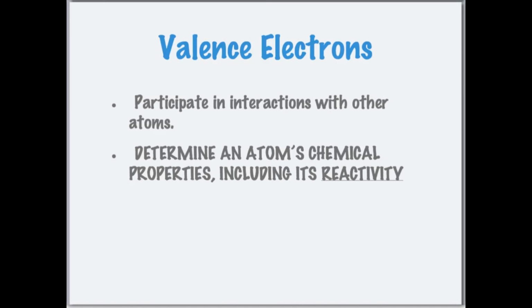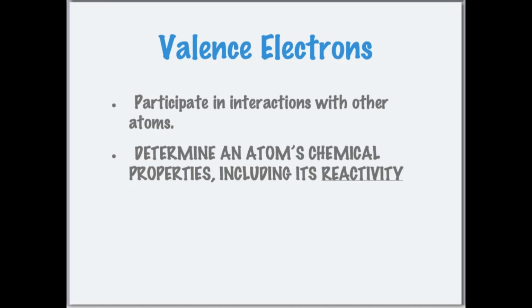Valence electrons participate in interactions with other atoms. The big thing that you need to know is that valence electrons determine an atom's chemical properties, including its reactivity. We said in class that elements in the same group or family had similar chemical and physical properties.